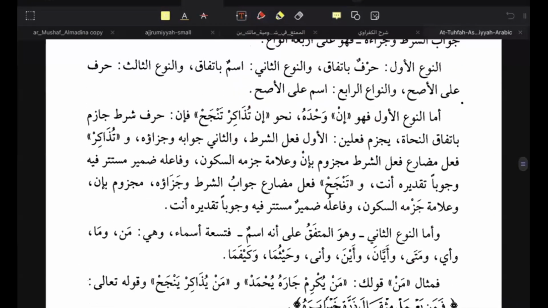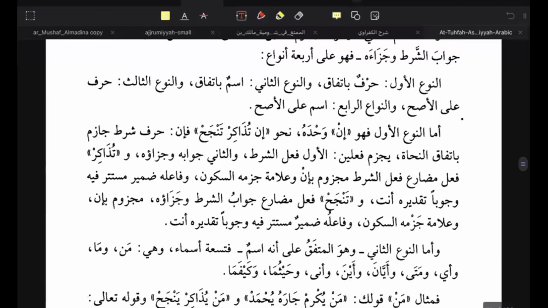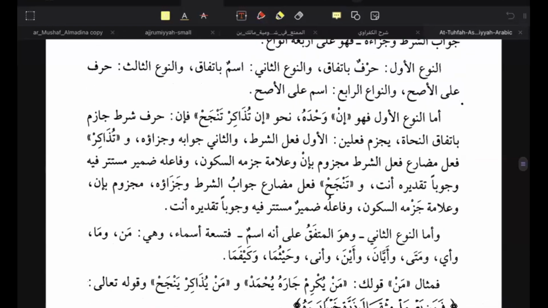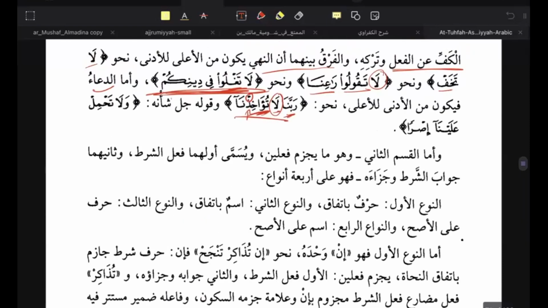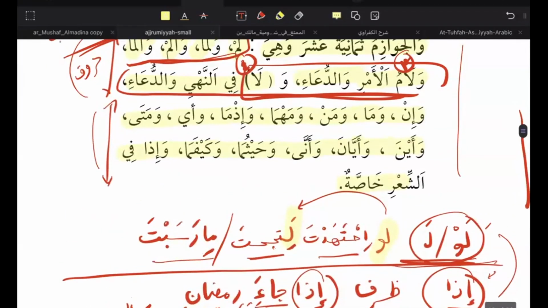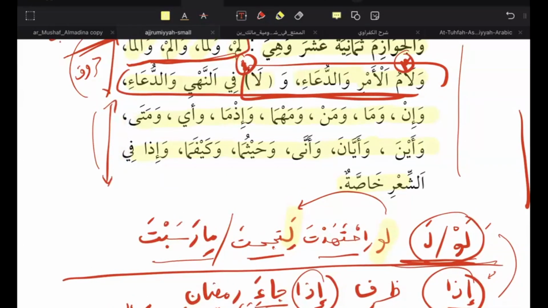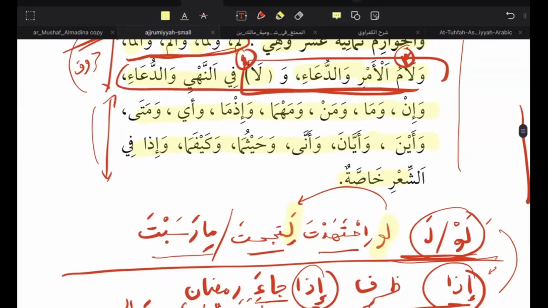Okay, so I'm going to be reading the Mumti', but I'll just mention what Tuhfa Saniyya, what Muhammad Muhyiddin is doing here, since it's a little bit more discussion. First thing, before I start, let me tell you, it looks like there are a lot of them, right? We have in, ma, man, mahma, idma, ayyan, mata. There's a lot of them. So you might feel like, oh my goodness, it's way too overwhelming. A lot of stuff is going on.